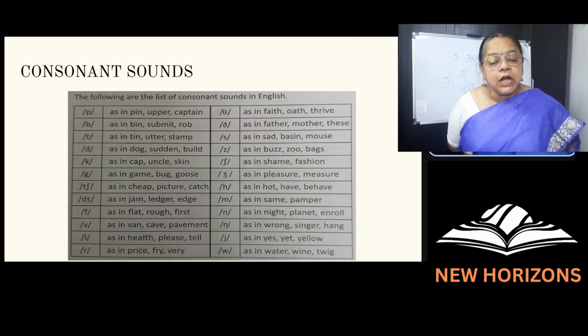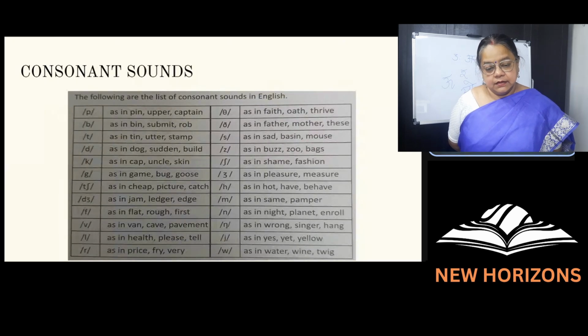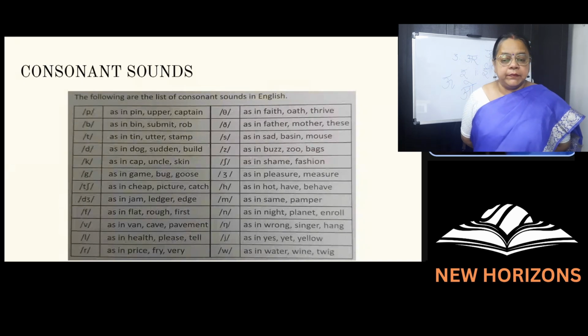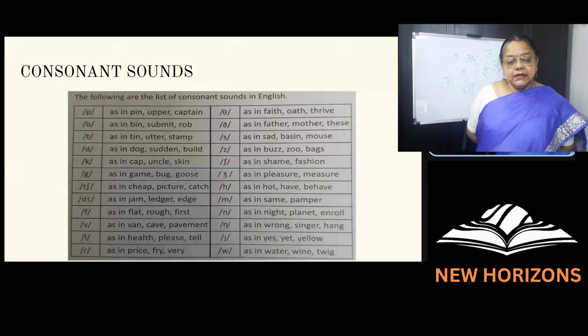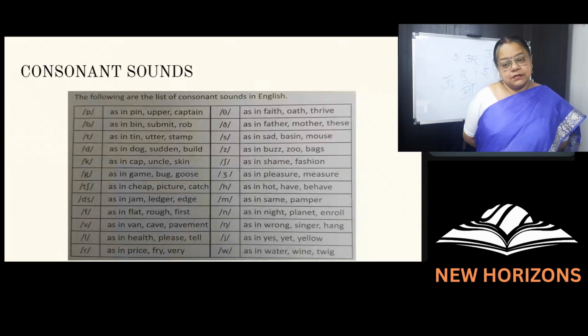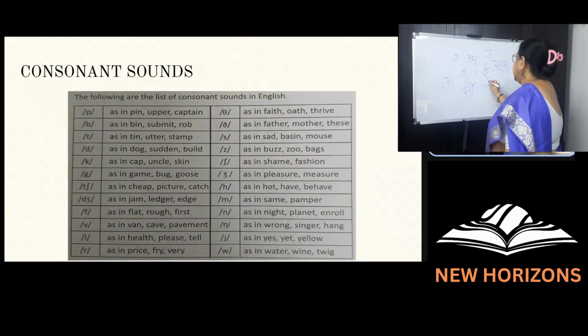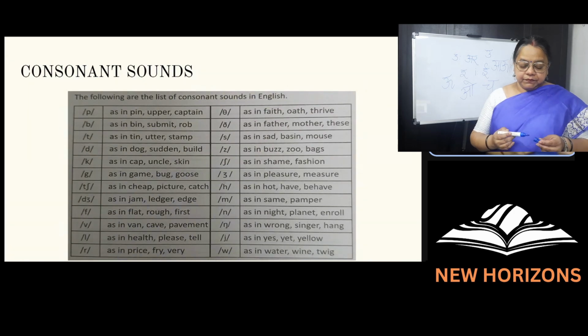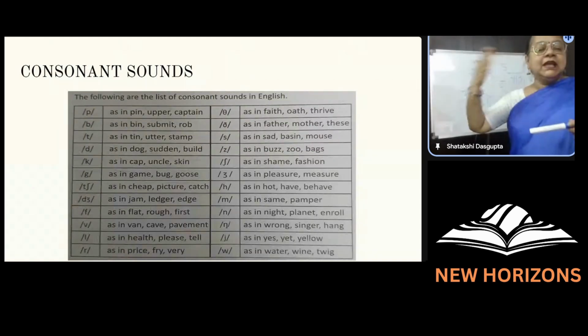Next, K, the Hindi ka: cap, uncle, skin. Next, G. Very good. Game, bug, goose. Now there is a twist here. There are two symbols together, T and something like F. What is it? Cha. Very good. So the sound is cha: cheap, picture, catch. Isn't it making your learning of spelling easier?